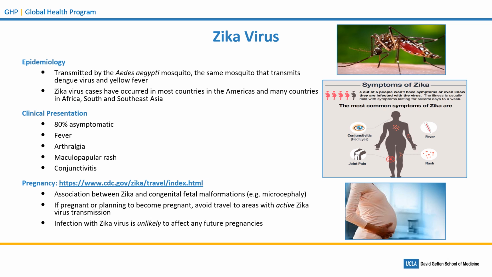We'll turn now to the Zika virus. So this is also transmitted by mosquitoes. In fact, the same mosquito that transmits dengue virus and yellow fever. There have been Zika virus cases in most countries in the Americas and many countries within Africa, South and Southeast Asia. Interestingly, about 80% of individuals who are infected with Zika are actually asymptomatic, whereas others might experience fever, arthralgias, a rash, or conjunctivitis. Most importantly is the association between Zika and congenital fetal malformations like microcephaly.